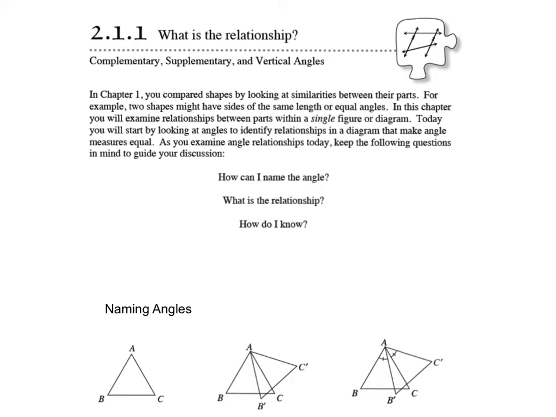In Chapter 1, you compared shapes by looking at similarities between their parts. For example, two shapes might have sides the same length or equal angles. In this chapter, you will examine relationships between parts within a single figure or diagram. Today, you will start by looking at angles to identify relationships in a diagram that make angle measures equal.